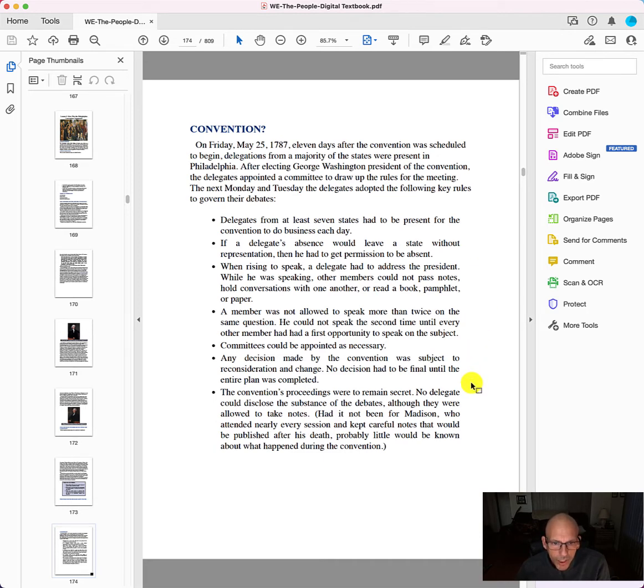The convention's proceedings were to remain secret. No delegate could disclose the substance of the debates, although they were allowed to take notes. Had it not been for Madison, who attended nearly every session and kept careful notes that would be published after his death, probably little would be known about what happened during the convention. They did this to allow them to be free of influence of the public.